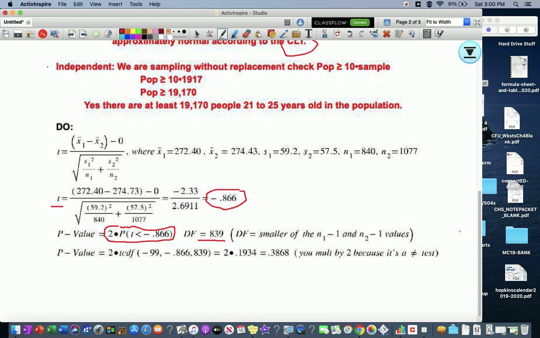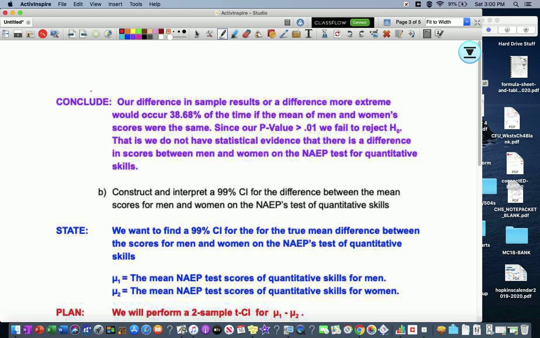Once you have your p-value, you've got to make a decision. And here I'm going to look for 3 things.